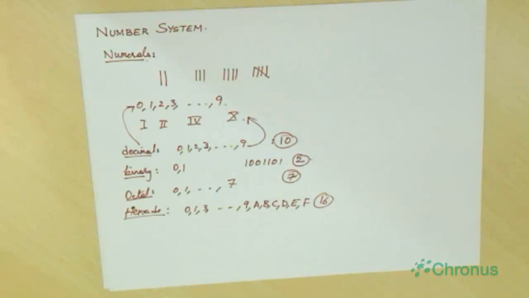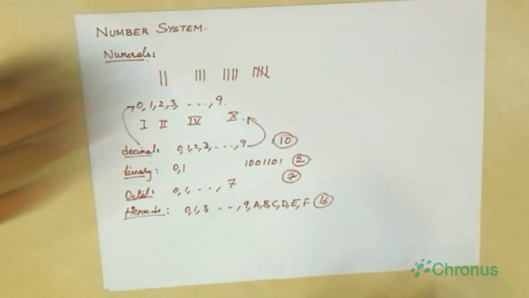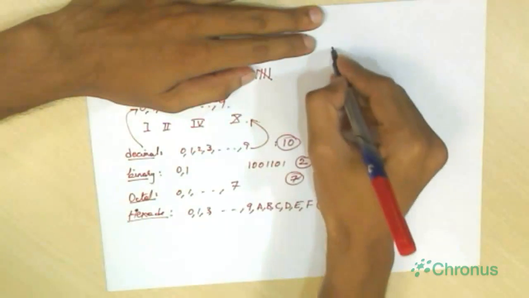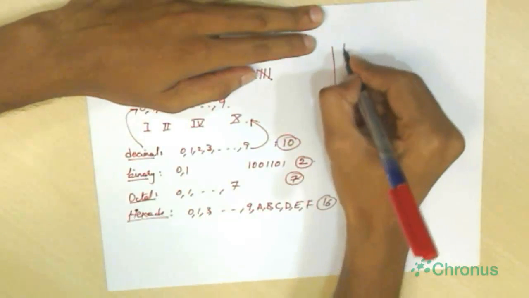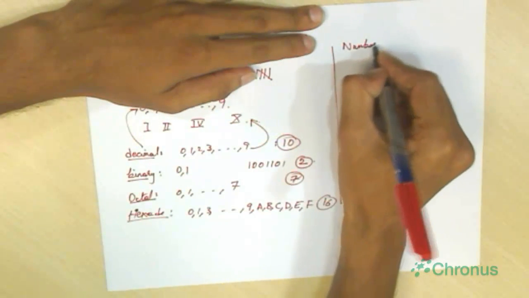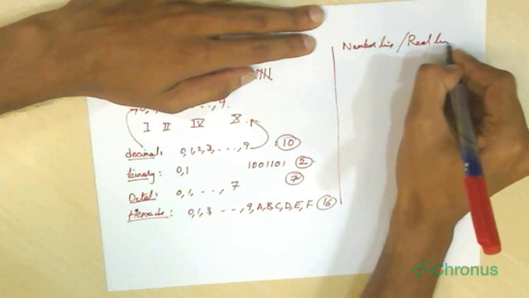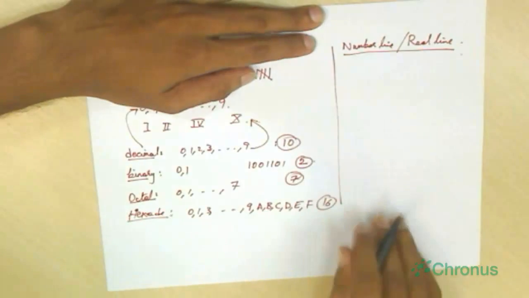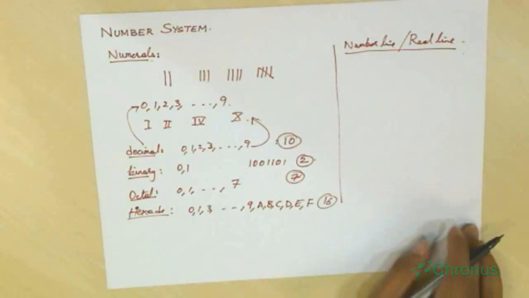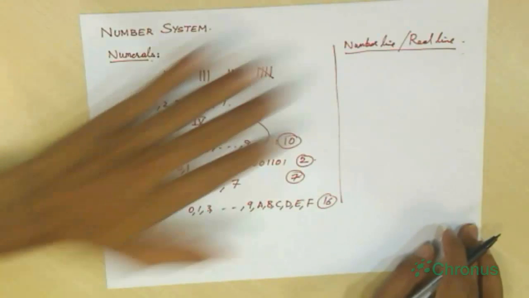These are various ways of representing a number, and let's see how we convert these at a later stage in this video. Another way of representing numbers is using a number line or real line. A number line or real line is a one-dimensional graph used to represent numbers with 0 as a reference point.